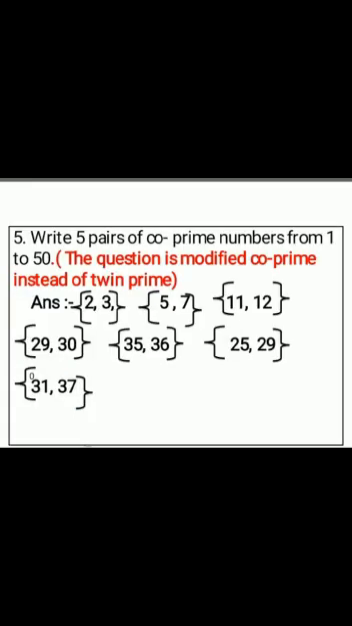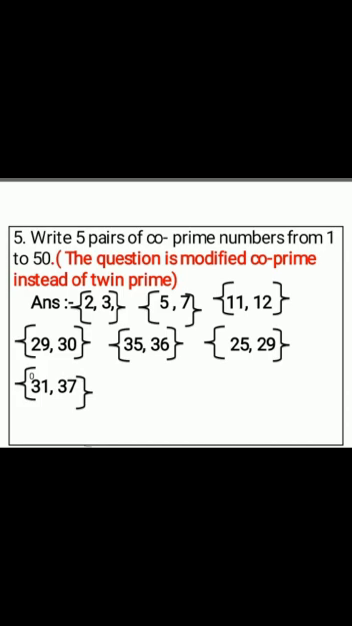The fifth question: Write 5 pairs of co-prime numbers from 1 to 50. Children, in your textbook, in practice set 10 on page number 15, the fifth question is written as: write 5 pairs of twin prime numbers. It's not twin, it is co-prime numbers from 1 to 50. So just correct that question in your textbook.